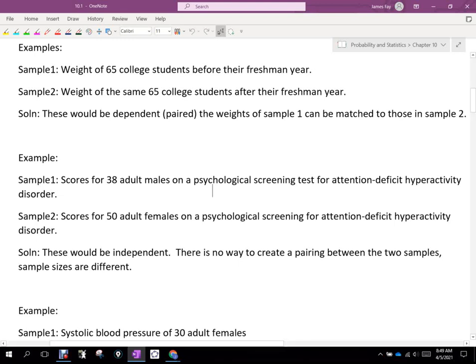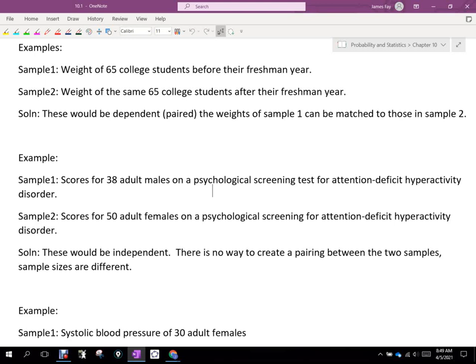Here it says sample 1 is the weight of 65 college students before their freshman year. Sample 2 is the weight of the same 65 college students after their freshman year. So you weigh them, and then at the end of their freshman year, you weigh them again and see if there was a difference. Because each individual can be paired or matched to themselves, essentially, in these two samples, this would be called a dependent sample. Or we could match them or pair them. Does that make sense?